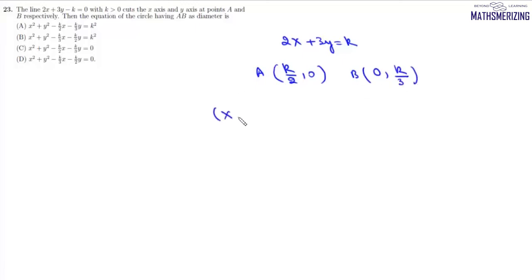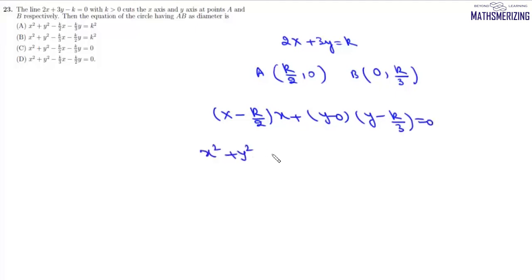So it will be x minus x1, so it will be x minus k by 2 into x, plus y minus 0 into y minus k by 3, and it will be equal to 0. So this equation will be x square plus y square minus kx by 2 minus ky by 3 equals 0. And that's your option C.